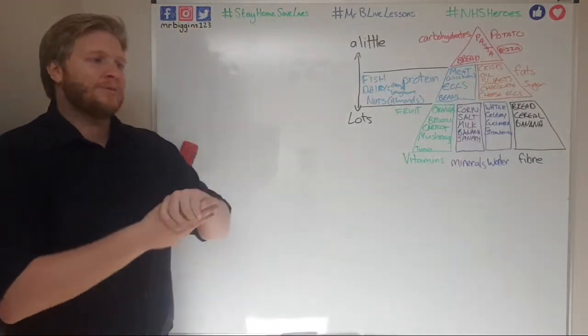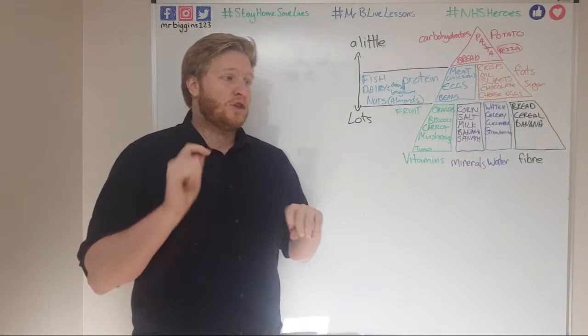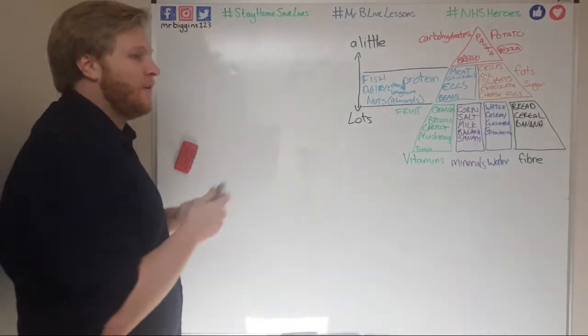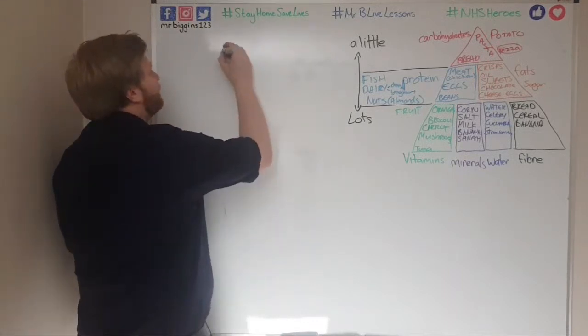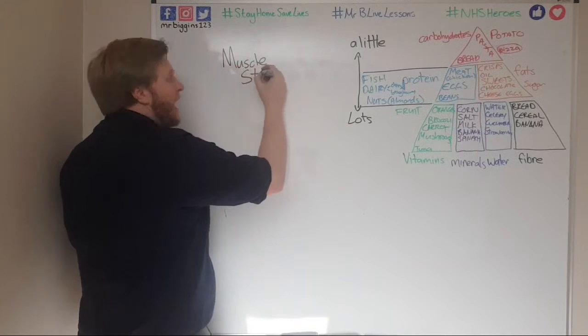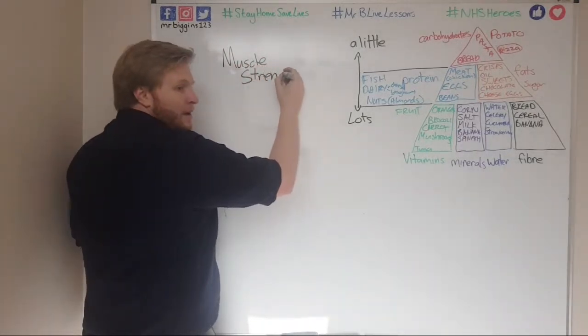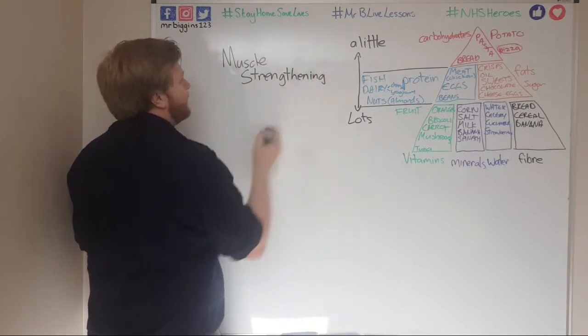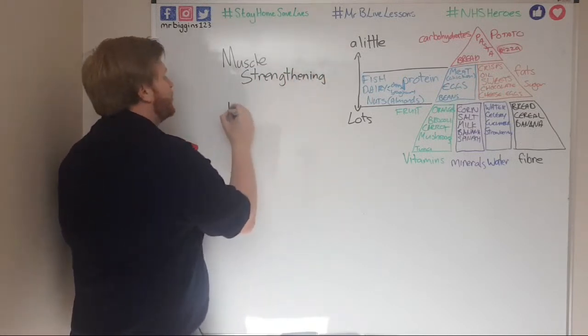So exercise helps us strengthen our bodies. And there are 2 types of exercise that strengthen different parts of our body. Okay, so we have muscle strengthening, and we also have bone strengthening.